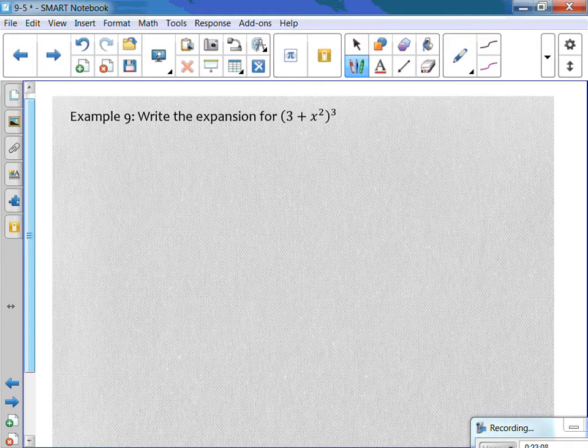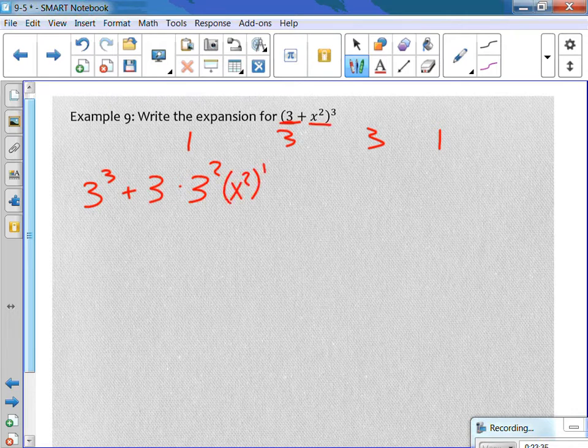So here that first term is 3, coefficient of 1, so we have 3 to the third power, right, using my first term. And now that coefficient of 3, and our first term now is 3 squared. And I also have my x squared term, x squared to that first power. And I have my coefficient of 3. And now my first term has already decreased down to the first power, where my x squared term has increased to the second power. And lastly, that last term, our x squared, gets that power of 3.